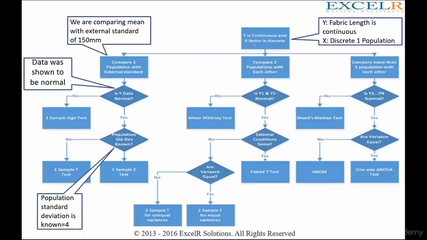Now, we have found that the output variable fabric length is continuous and the input variable is discrete, one population. So we looked at whether we are comparing one population with external standard. Oh yes, absolutely. We are comparing a single value with the historical data external standard, which is 150 mm. Are data normal? Oh yes, data was shown to be normal. If data are normal, the next step is we need to ask ourselves, do we know the population standard deviation?